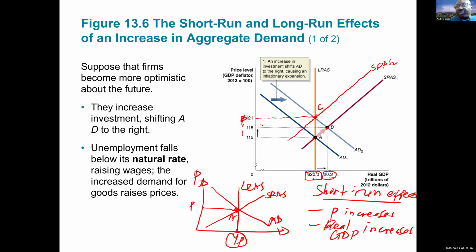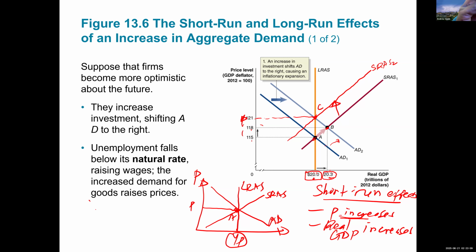In the short run, when you immediately shift the aggregate demand curve to the right, you're at point B. You document the short run effect, which we talked about here. Price is going to increase from 115 to 118, and output is going to increase from 20 to 20.3. That's a short run effect. But the long run effect is that the economy is going to correct itself. The economy is going to go back when the curve shifts to the left to point C.